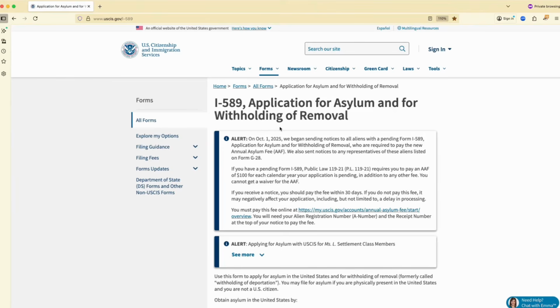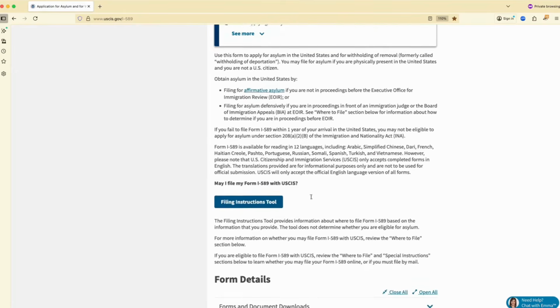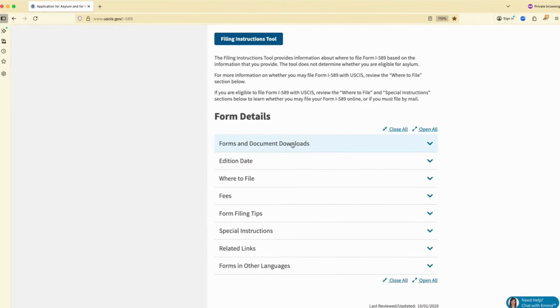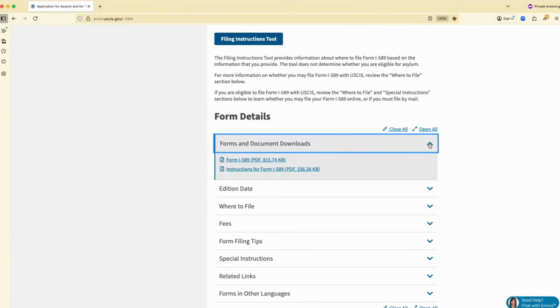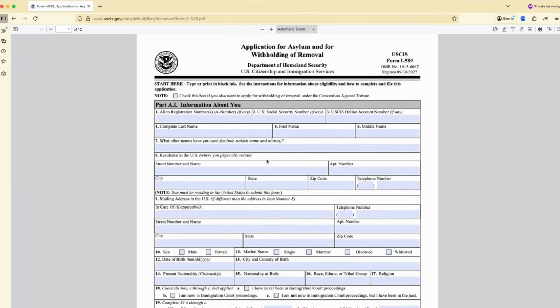Once you are here on the USCIS website, scroll down to where it says Forms and Document Downloads and open that. Then click Form I-589 to open the application. Then download the form. On my computer, you do that here. You might do it differently on your computer or your phone and save the file.